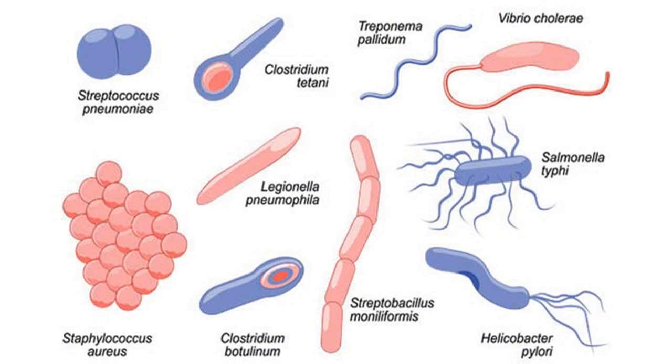Now you can see certain shapes of the bacteria with the names of the organism. Some of the organisms given here are Clostridium tetani, which causes tetanus, Streptococcus pneumonia, which causes pneumonia, Treponema pallidum, a bacteria which causes a sexually transmitted disease, Vibrio cholera, which causes the disease cholera, Salmonella typhi, which causes typhoid, then Helicobacter pylori, which causes some intestinal diseases. So all these are some of the shapes of the bacteria which cause certain diseases.